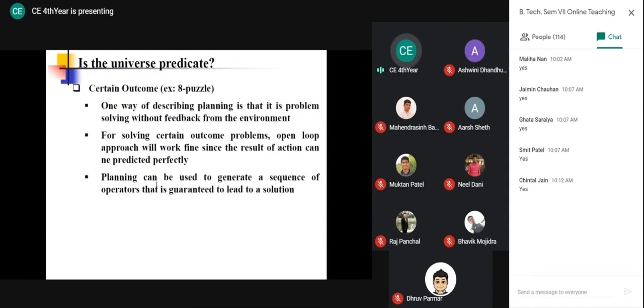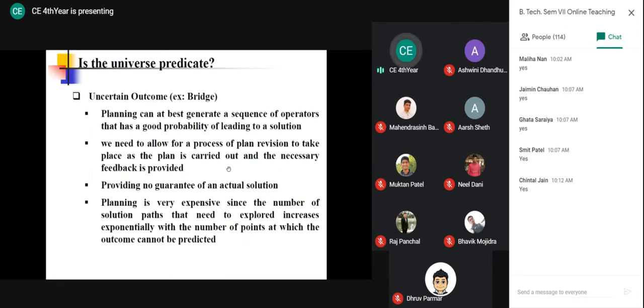See, in the previous case of the 8 puzzle, no feedback is required. But here, feedback is required, and we need to allow for a process of plan revision as the plan is carried out. It provides no guarantee of an actual solution, and the planning is very expensive, since the number of solution paths that need to be explored increases exponentially with the number of points at which the outcome cannot be predicted. So these are the two classes of problems. One is a certain outcome and another is an uncertain outcome.